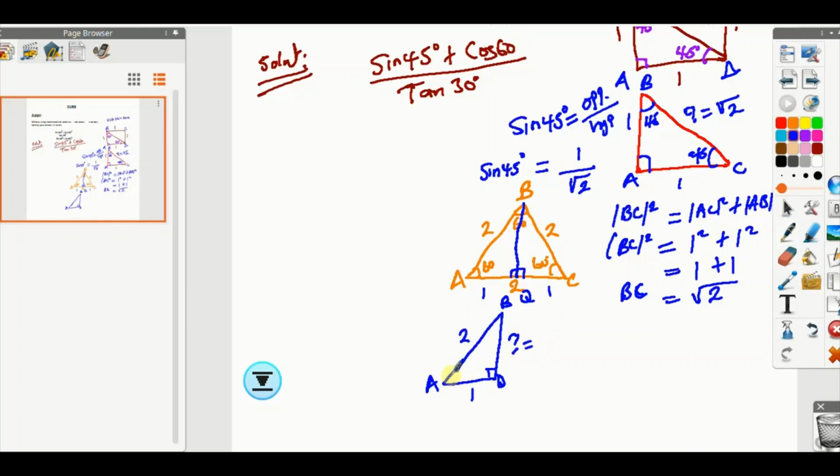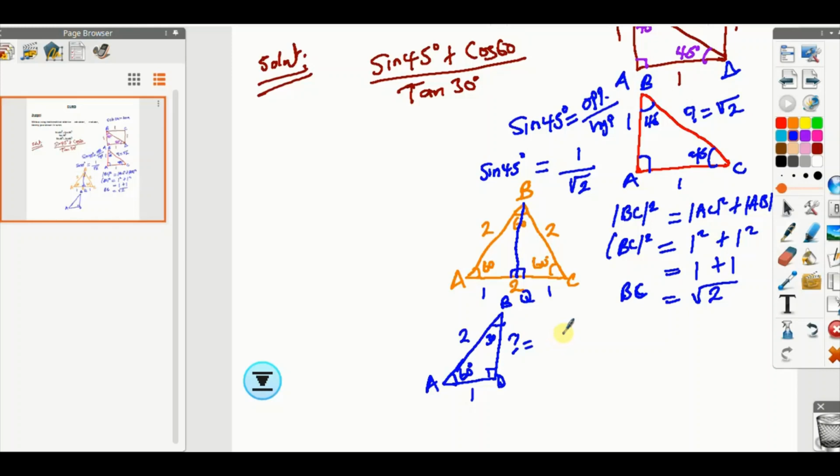So from here now, know that this angle is 60 degrees. When you divide 60 degrees by 2, it will give you 30 degrees. So we have our 30 degrees here, right? So from here now, we look for the value of this side. So we apply the Pythagorean theorem first.